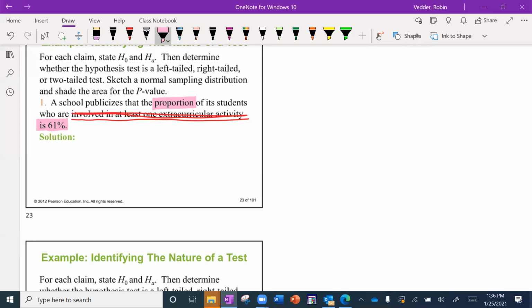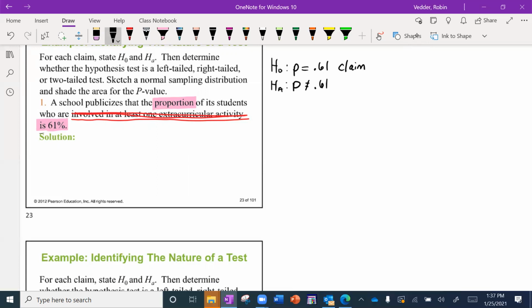Our parameter we just identified was p. Let's do our alternative and our null. What type of inequality or equality is this? Equal. So should I put that as the null or the alternative? The null, right? Your equality statement goes with the null and the inequality goes with the alternative. The "is" is our claim, so I'm going to label that as claim.